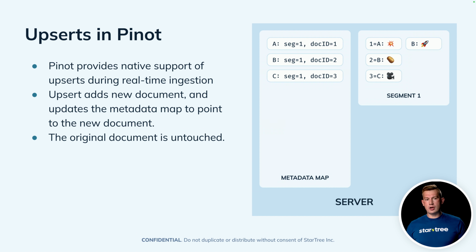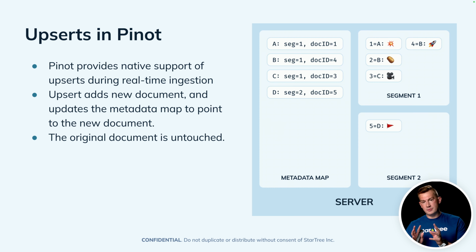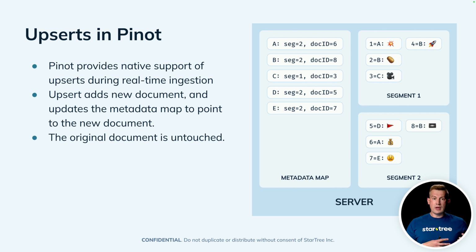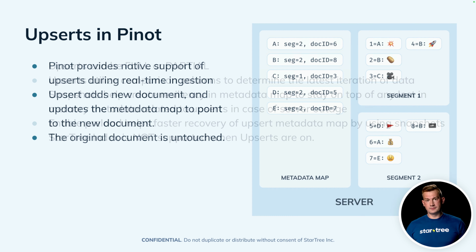Upsert adds a new document and it updates the metadata to map between the previous value for a particular key and the new document. As you might know from the previous videos, every record in a segment is immutable, so when you use Upserts, we only change metadata and we're changing links between the existing key and the new value for this key. The original document still stays untouched.